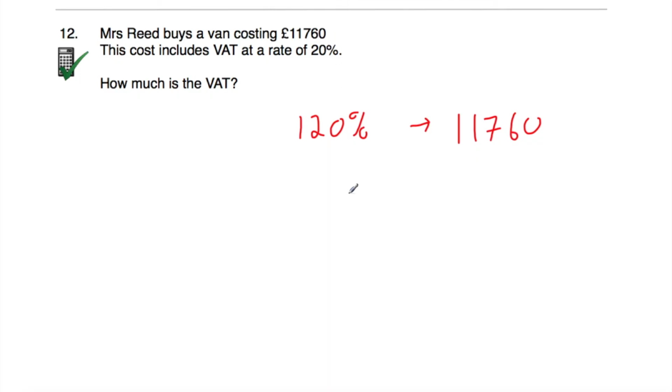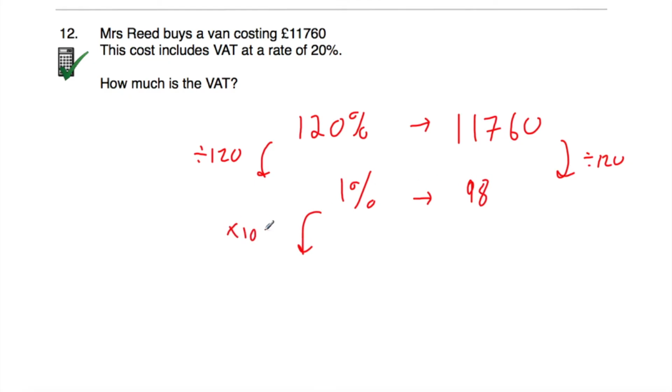Okay, I'm going to find 100%, which is the cost of the van without VAT. So let's divide by 120 and divide by 120. And that'll tell us 1%. So 1% would be equal to £11,760 divided by 120, which is 98. So 1% is 98. We want to find 100%, so let's multiply by 100 and multiply by 100. And when we multiply both of those by 100, we get the 100%, the cost of the van without VAT, which would be equal to 9,800. So that means that the van without VAT would be £9,800. Now, we want to work out how much the VAT is.